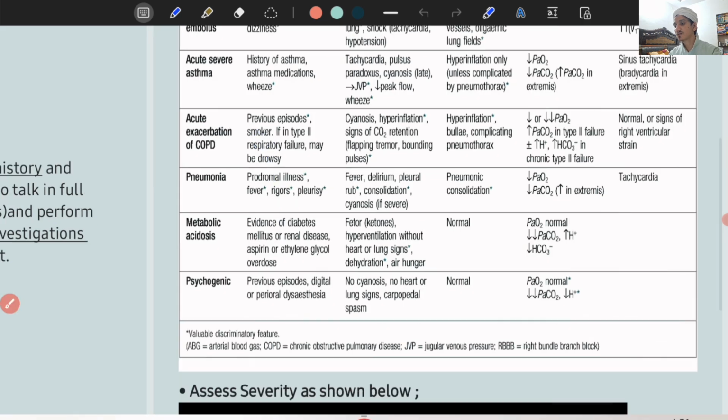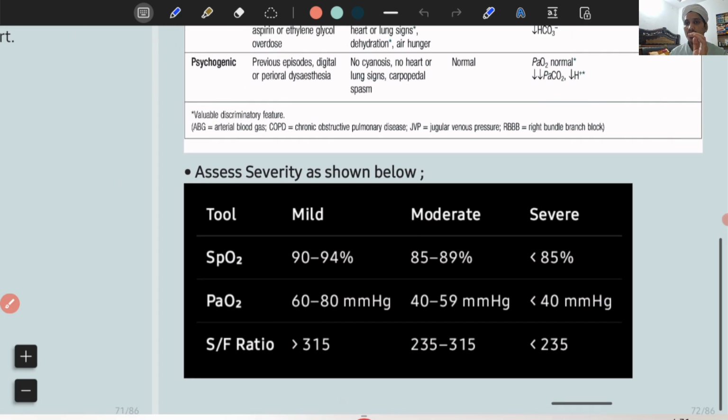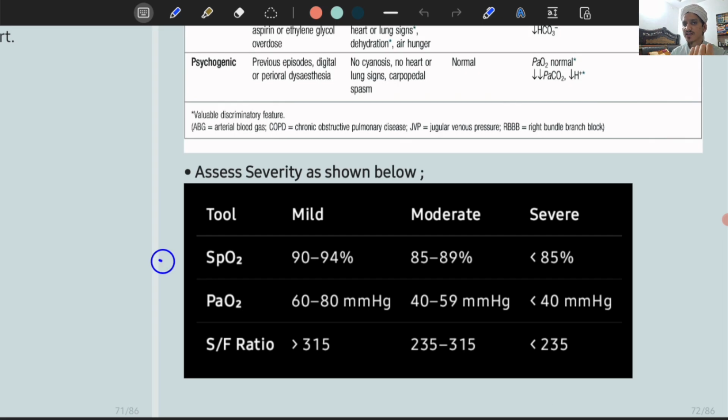And you should also gauge the severity of acute respiratory failure. How will you gauge? SpO2, simple SpO2. If it is between 90 to 95, it is mild. 85 to 89, it is moderate. Less than 85, it is severe. Or PaO2, 60 to 82, mild. 40 to 60, moderate. Less than 40 is severe.